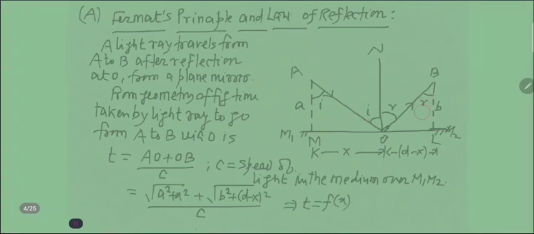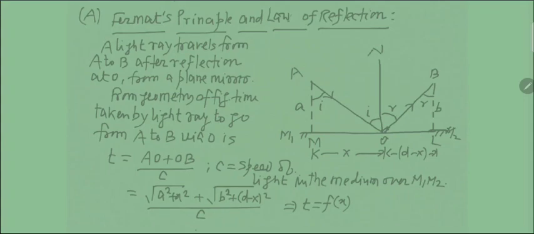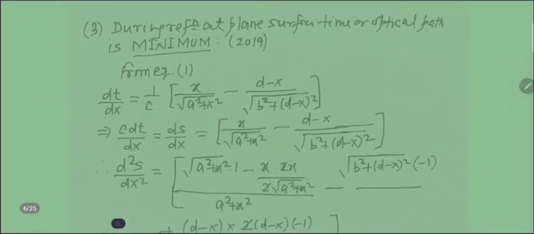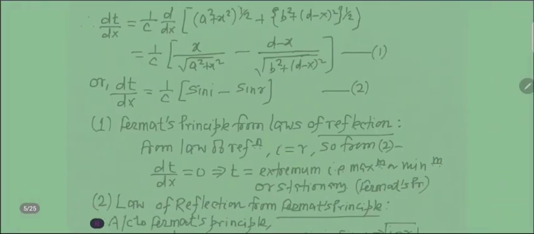Similarly, sin r by definition: sine r means opposite divided by hypotenuse. You know what the hypotenuse is, and this is your opposite. You must have learned this in your lower classes. So from there, this is your sin r. So dt by dx is equal to 1 by c (sin i minus sin r). Let this be equation number 1 and let this be equation number 2.